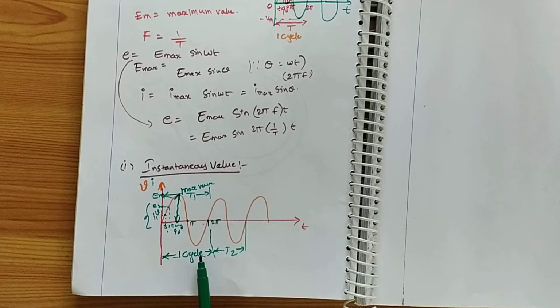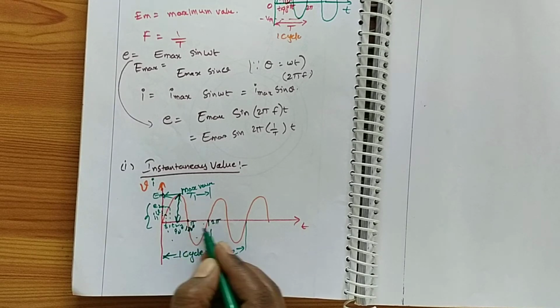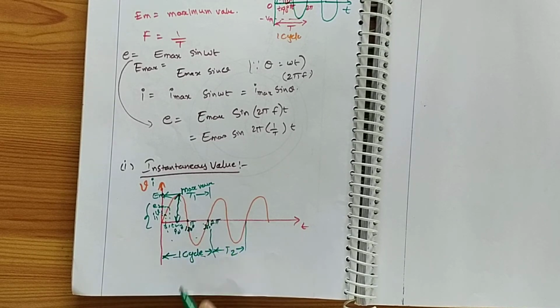A cycle can be defined in terms of angular measure. One cycle corresponds to 360 degrees electrical. Half a cycle is 180 degrees, and a full cycle is 360 degrees. One complete cycle equals 360 degrees electrical or 2 pi radians.